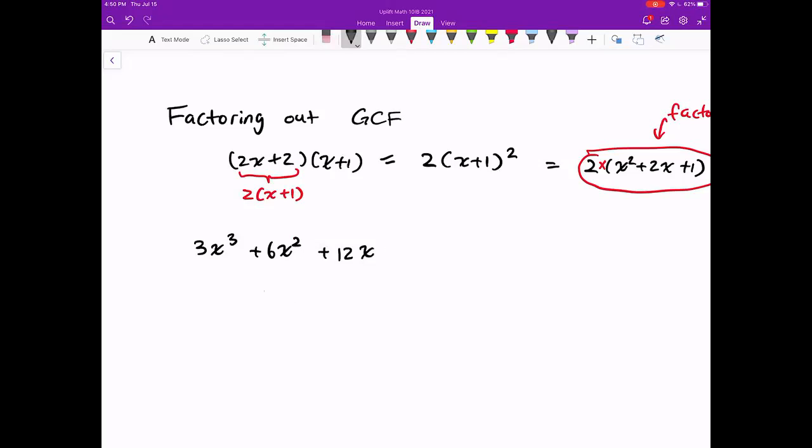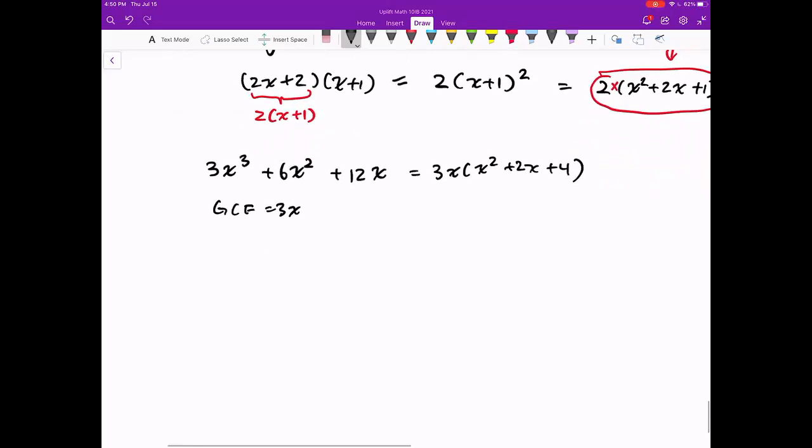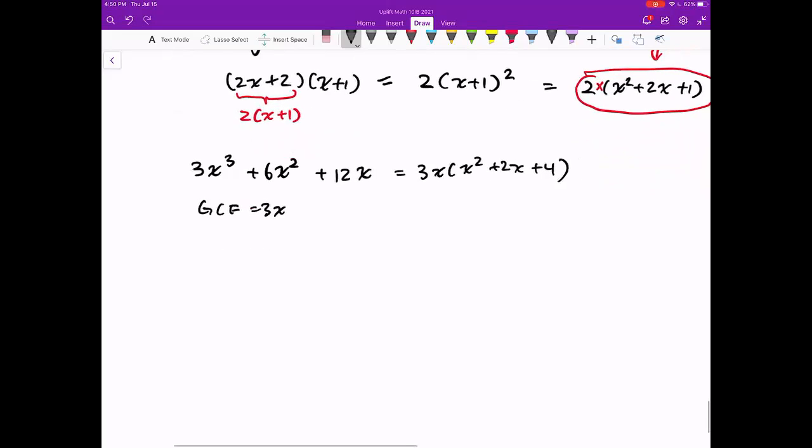So we see that just by intuition, all of these terms have a 3x inside of them. So the GCF is 3x. And if we extract 3x from each of these terms, we get 3x times x squared plus 2x plus 4. Is that correct? Yeah, I think that is correct.